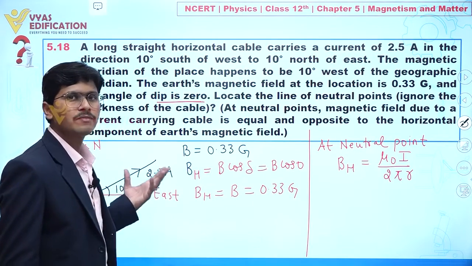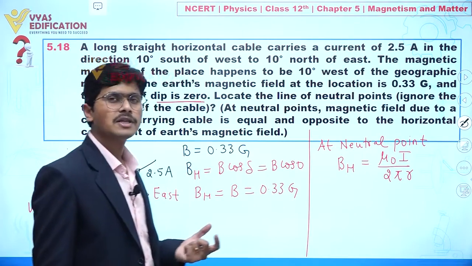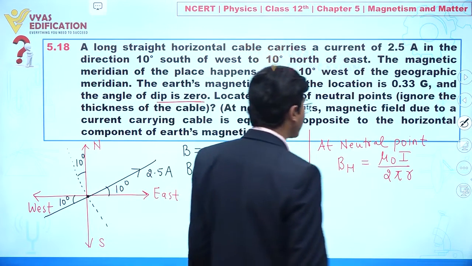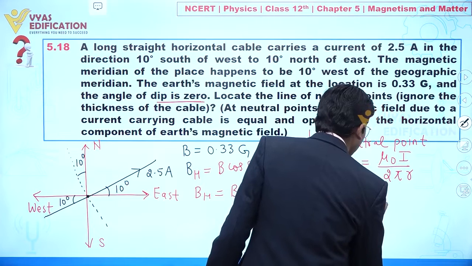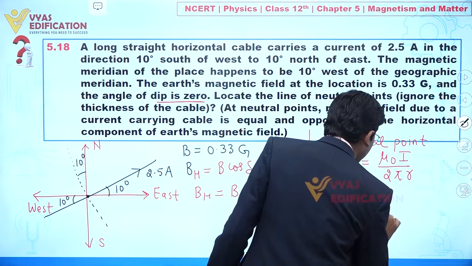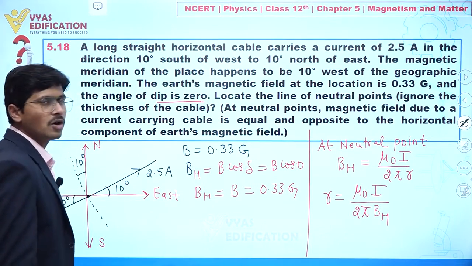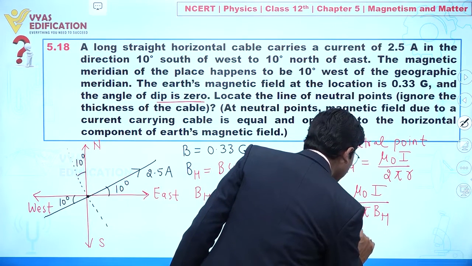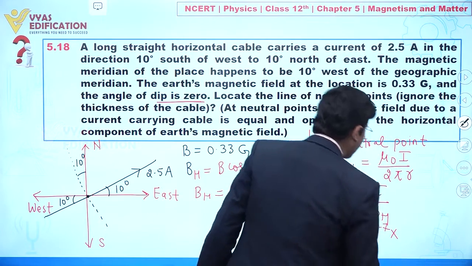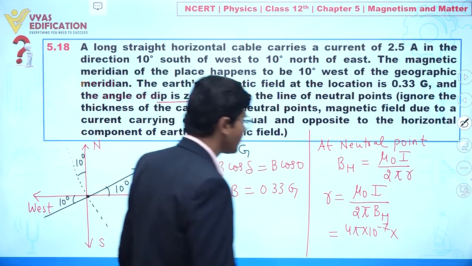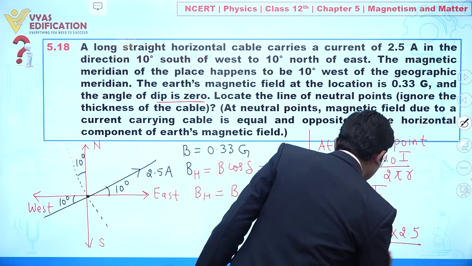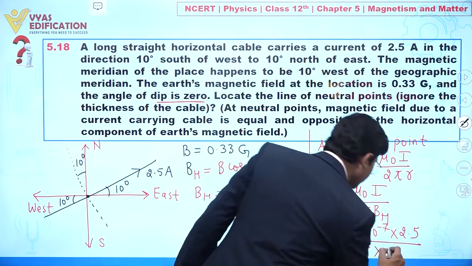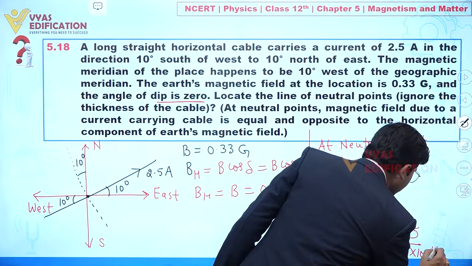Because this is a long straight wire, and for a long straight wire the value of the magnetic field is given by mu naught I upon 2 pi r. This time I am not taking direction into consideration. Clear? We are just talking about magnitude. So we can write mu naught I divided by 2 pi r equals BH. Clear? Now we can put in the values of mu naught, I, 2 pi and BH and get our answer. The value of mu naught is 4 pi into 10 to the power minus 7, multiplied by the current, which is given as 2.5 ampere, divided by 2 pi multiplied by BH. BH is 0.33 into 10 to the power minus 4.